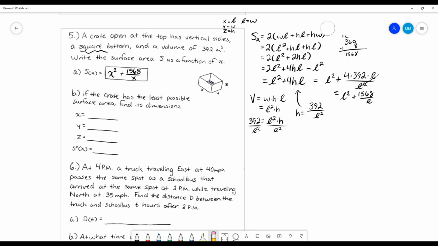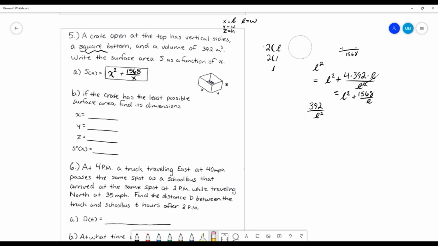Now I'm going to go ahead and erase this work over here for now, if it'll let me.